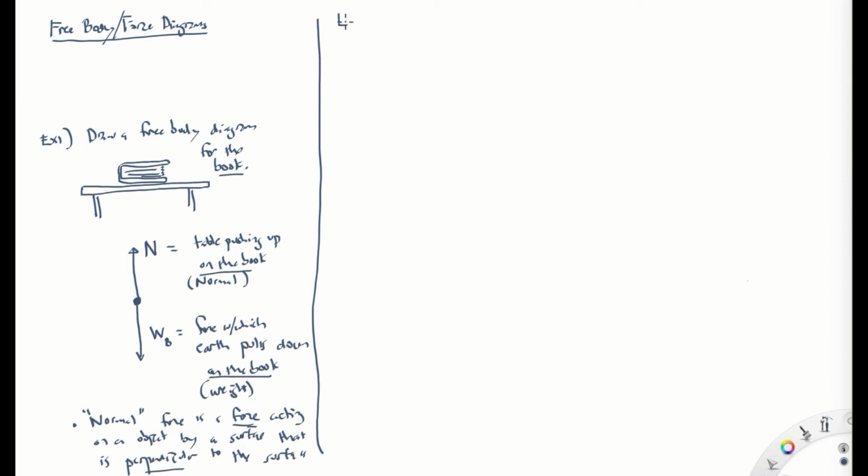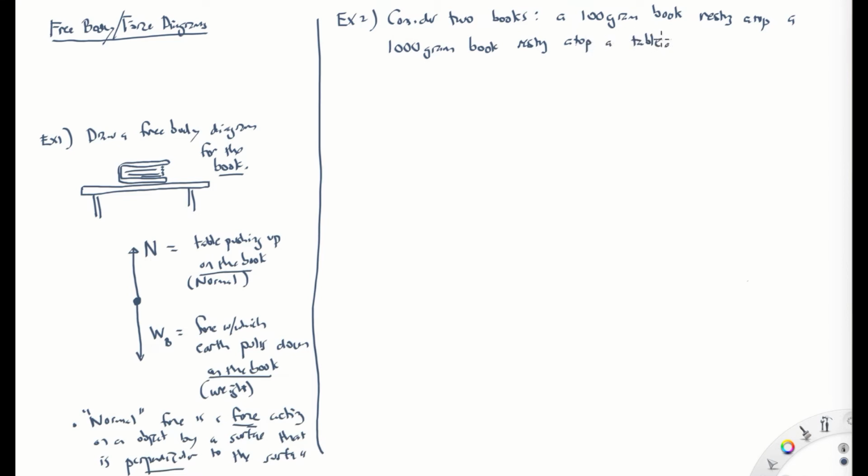Okay. Let's do another example. Example 2. Consider 2 books: a 100-gram book that is resting atop a 1,000-gram or 1 kilogram book that is itself resting atop a table. So this is a little bit more complicated. And I'm going to show you how to draw free body diagrams for each book.